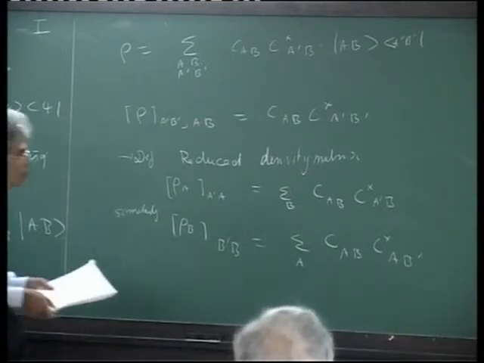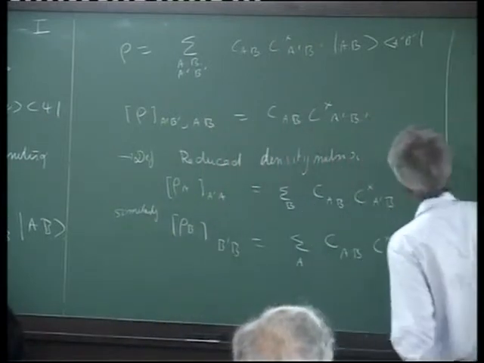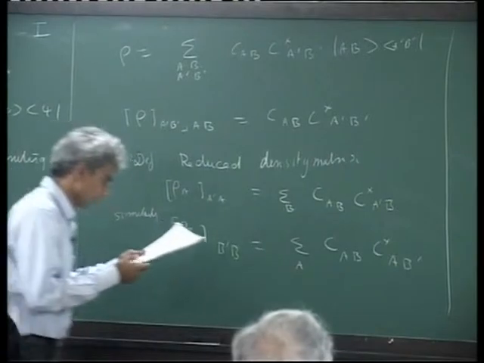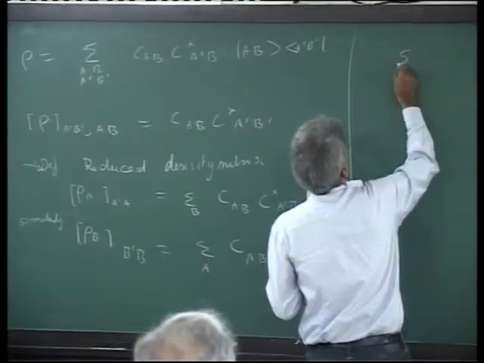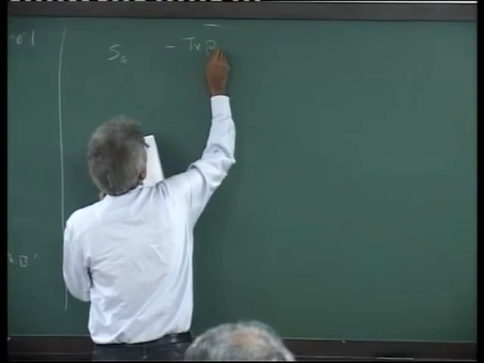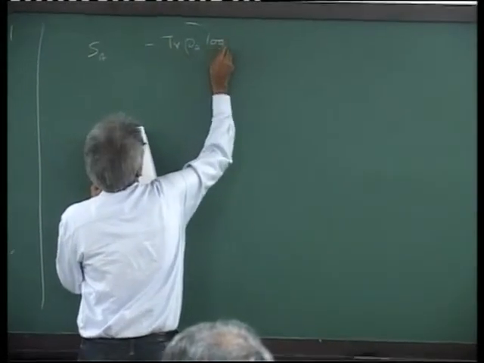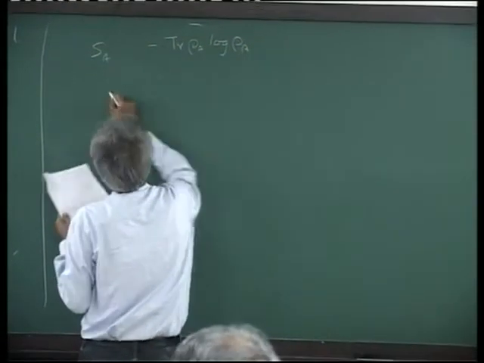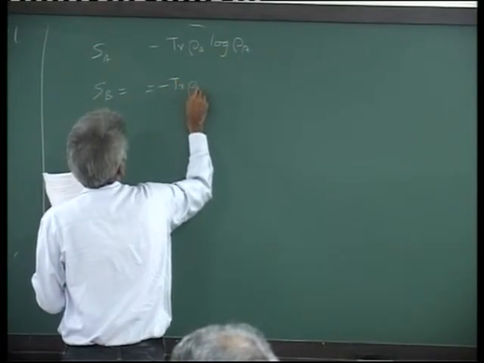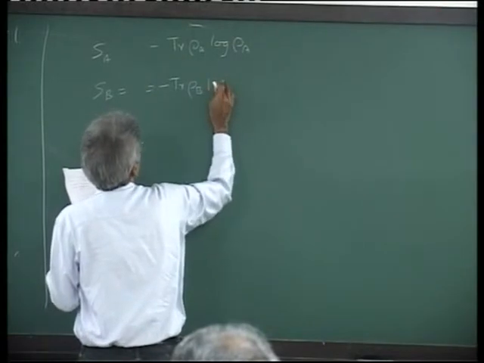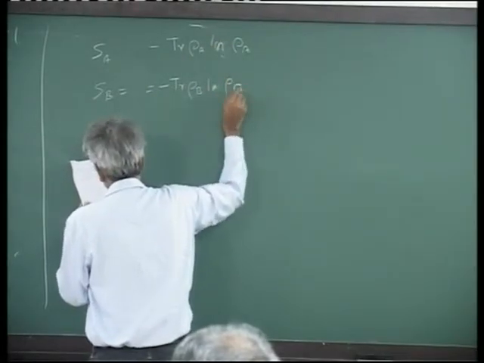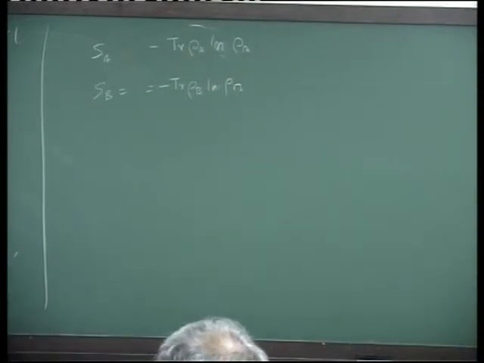So the entanglement entropy now is easy to define. Basically, it's the von Neumann entropy of this density matrix. So S_A for observables of A is basically minus trace rho A log rho A. Similarly, S_B is minus trace rho B log rho B. So, okay, this is a set of definitions.